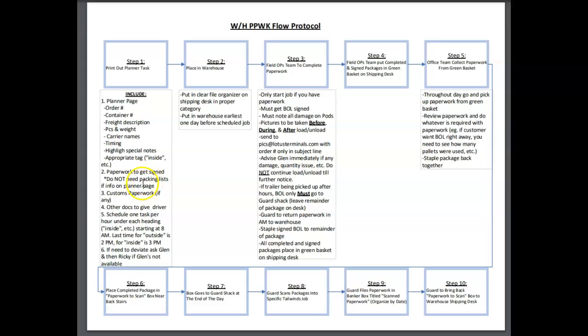Okay, one thing that we didn't talk about in creating the planner entry and is mentioned here is that you want to schedule them one task per hour, starting at 8 a.m. Last time for outside we want to schedule is 2 p.m. and for inside is 3 p.m. There are exceptions to this, but we want to clear those exceptions with Glenn and Ricky if need be. Okay, so how are we going to do that?